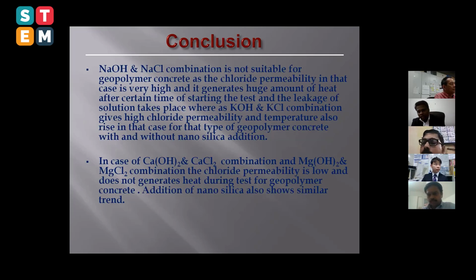Instead of sodium hydroxide and sodium chloride, calcium hydroxide and calcium chloride may be used, because cement is mainly rich in calcium, and in that case the sodium hydroxide, sodium chloride combination was suggested. But as geopolymer is rich in sodium, that may affect the test negatively for geopolymer concrete. So for the rapid chloride permeability test, the calcium hydroxide, calcium chloride combination or the magnesium hydroxide, magnesium chloride combination may be suitable as an alternative.